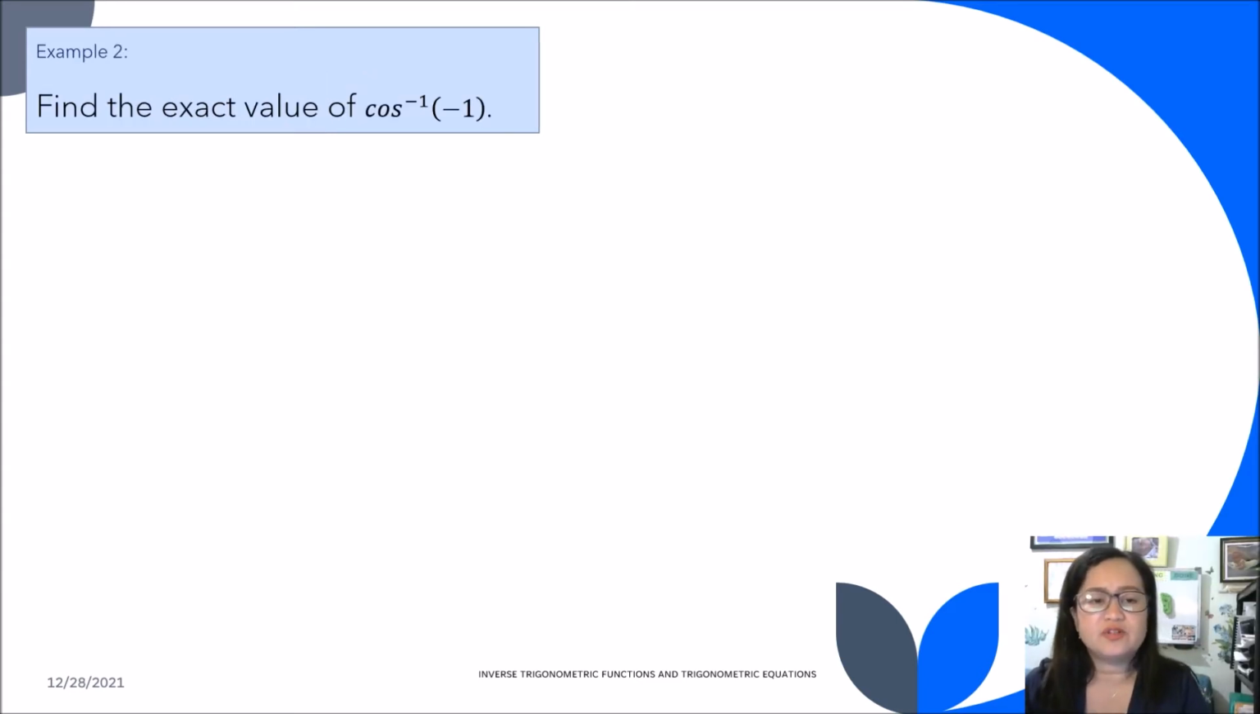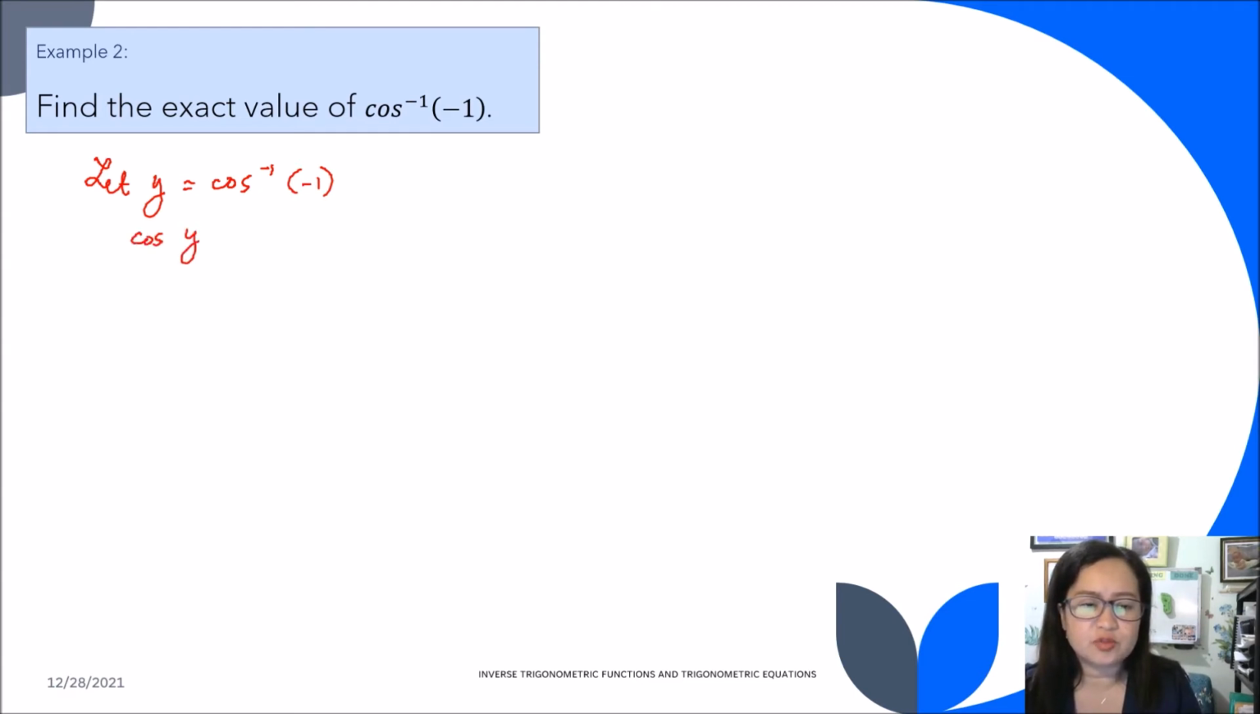Now let's have example number 2. Find the exact value of arc cos of negative 1. So just like what we did in the first example, we let y be that angle that is equal to arc cosine of negative 1. We get the cosine function on both sides, so we will have cosine of the inverse cosine of negative 1, then on the right side, we will have only negative 1.